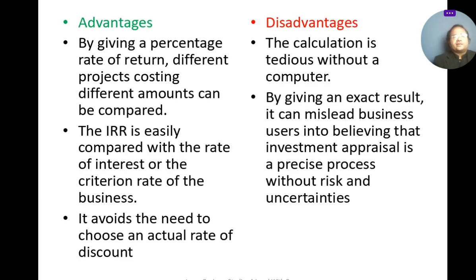Advantages: by giving a percentage rate of return, different projects costing different amounts can be compared. The IRR is easily compared with the rate of interest or the criterion rate of the business. It avoids the need to choose an actual rate of discount. The disadvantage is that the calculation is very difficult, and you need a scientific calculator or computer. By giving an exact result, it can mislead business users into believing that investment appraisal is a precise process without risk and uncertainty.